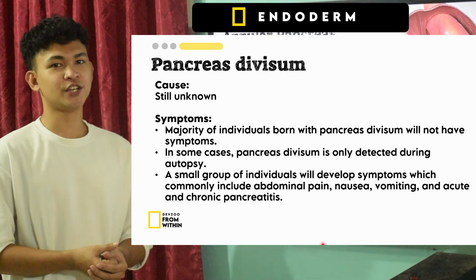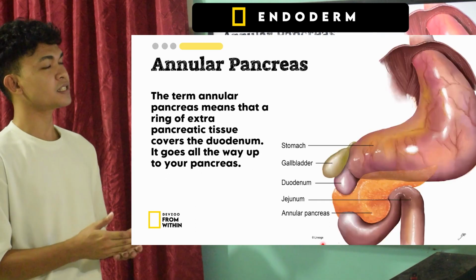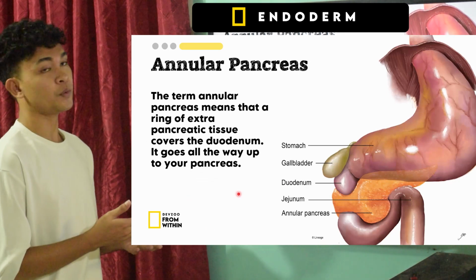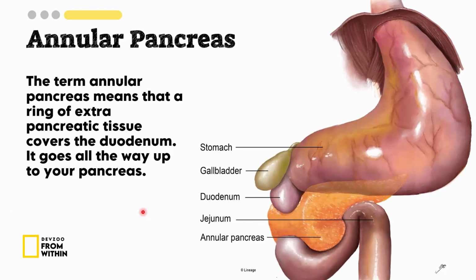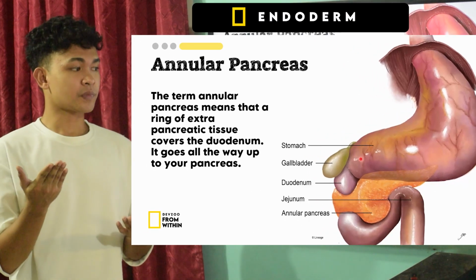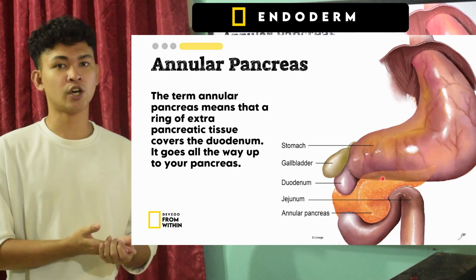Next, we have annular pancreas. Annular pancreas is one of the most common congenital anomalies seen in the pancreas. The term annular pancreas means that there is a ring of extra pancreatic tissue that covers the duodenum. As you can see here in our figure, the pancreas surrounds the duodenum. So the pancreas can still function, but it can affect the function of the duodenum.